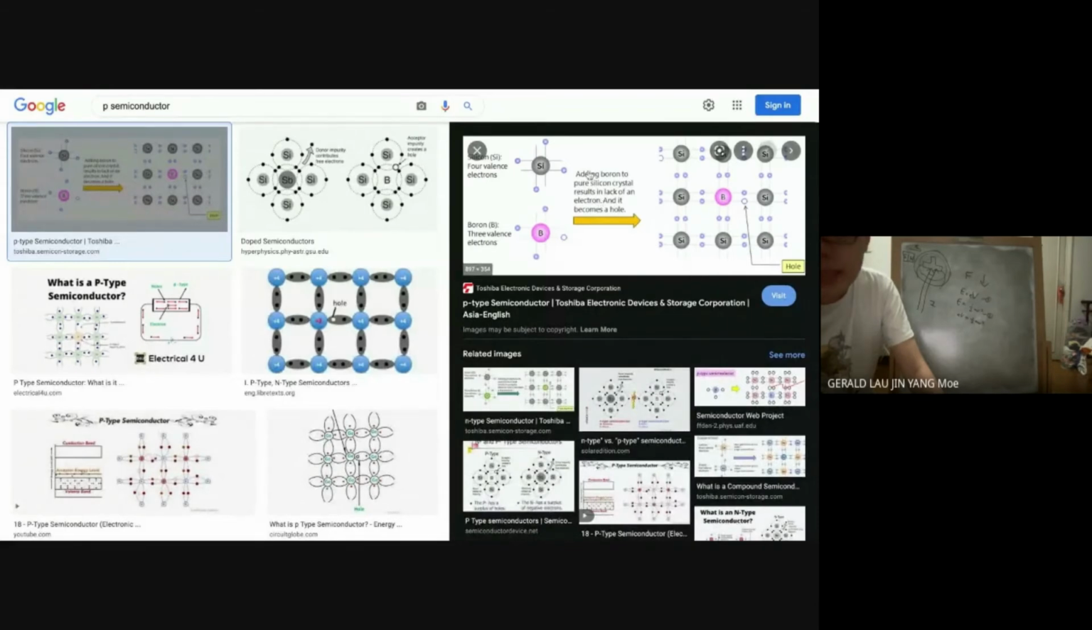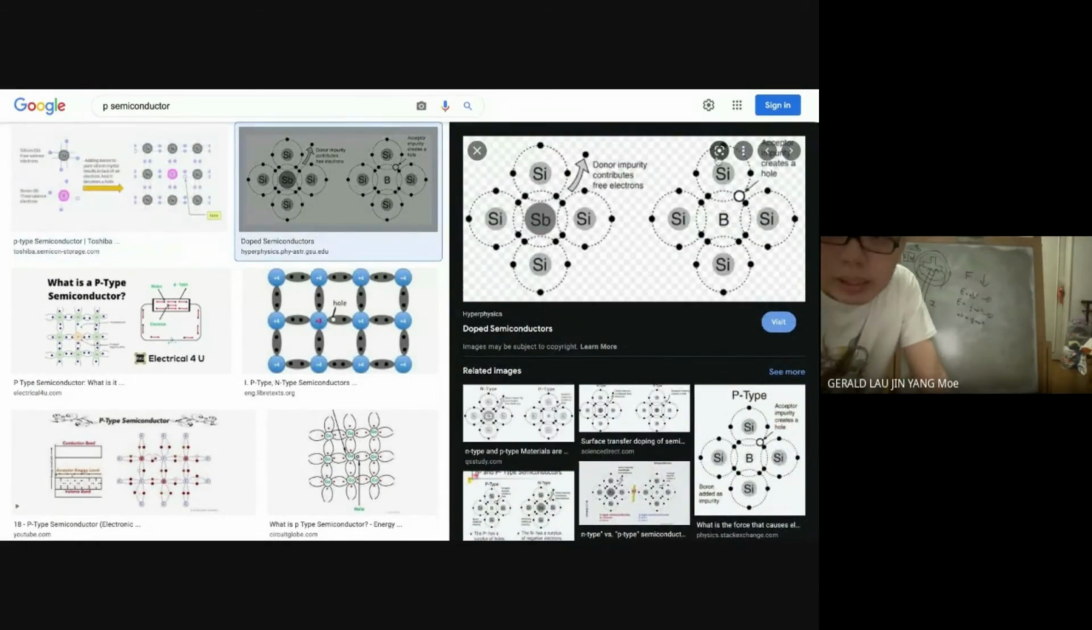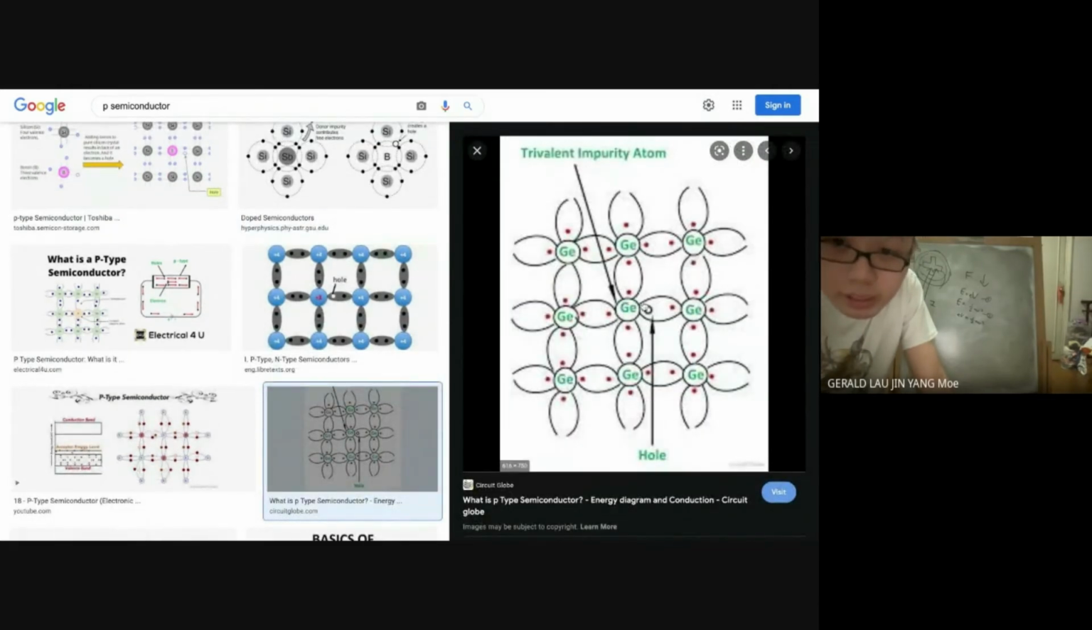Let's look at another example. You see this boron. Silicon has 4 valence electrons, boron has only 3. That's why there is a hole here, because there's no electron. That's why this is positive. Same thing over here, you put your boron over here.